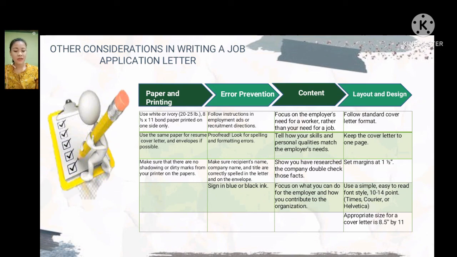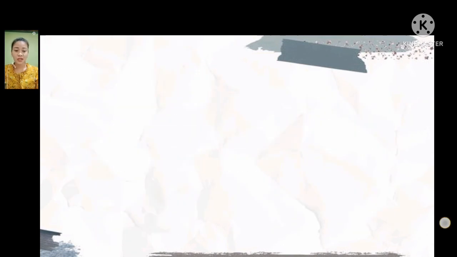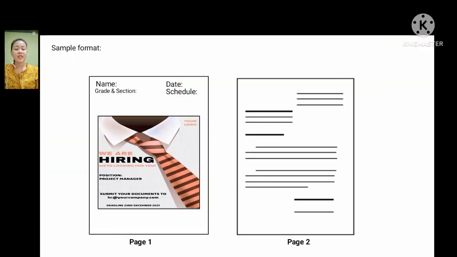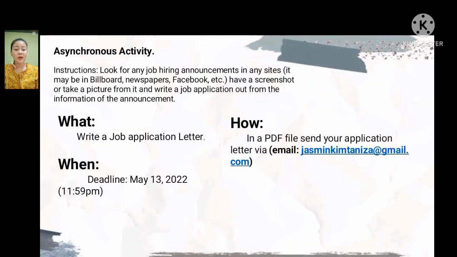And then I have here the instruction for your asynchronous activity. For your asynchronous activity, everyone, you will write your own job application letter. For the instruction, look for any job hiring announcement on any site. It may be from billboard ads, newspapers, Facebook, and job hiring sites, etc. Take a picture or a screenshot and write your job application letter based on the information in the announcement.